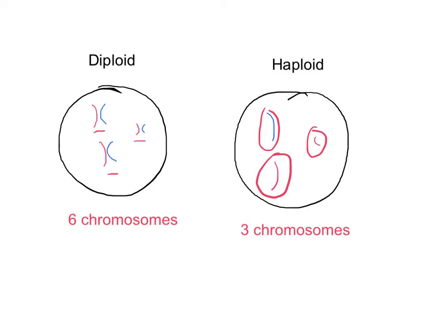A lot of times people memorize haploid is 23 and diploid is 46, but that's actually only true for humans. For other organisms, the diploid number could be 50, and the haploid number could be 25.